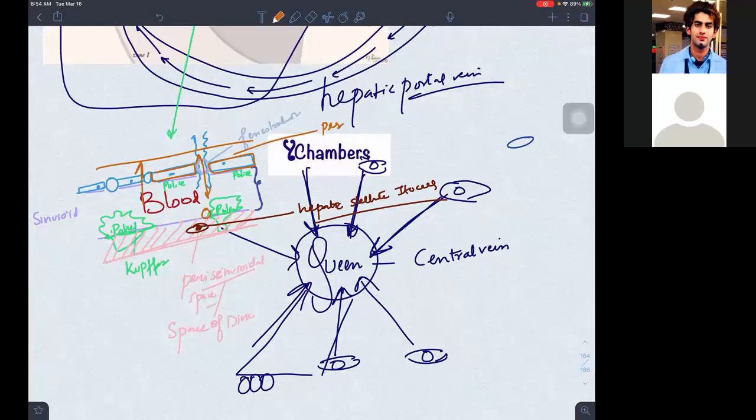Now what are these Kupffer cells? These Kupffer cells are phagocytic in nature. They also have pseudopodia, false legs, some false projections, so that they can arrest the antigens present in the blood, isn't it?